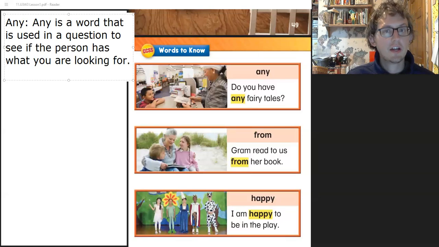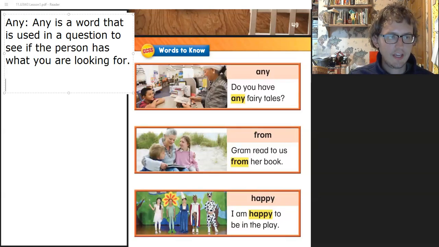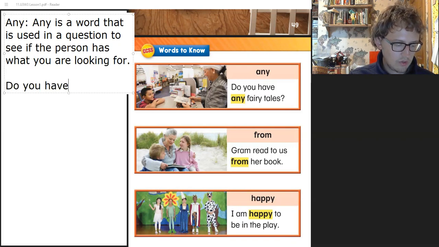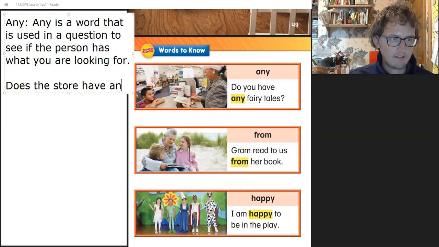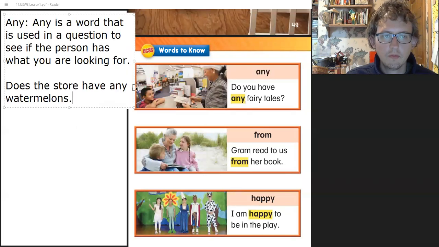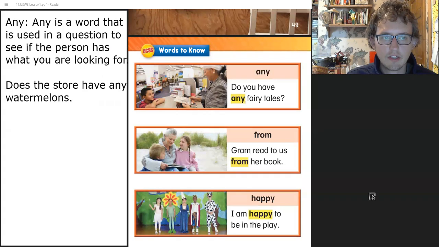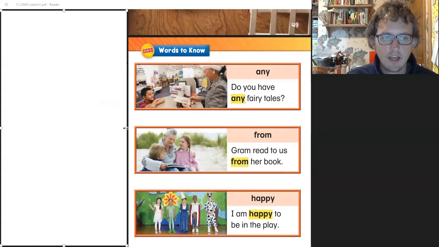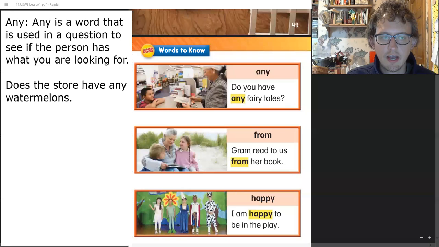So another example of a sentence using any is, does the store have any watermelons, right? So if you're looking for watermelons, you can ask, does the store have any watermelons, right? And that's asking a question to see if they have what you're looking for. Now let's go to the next word.